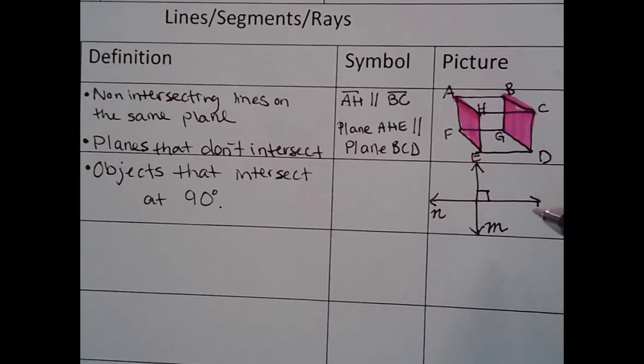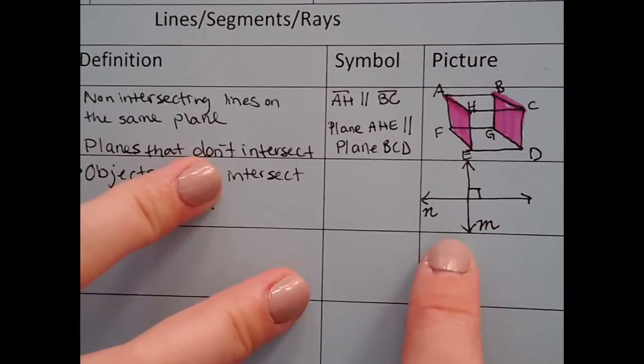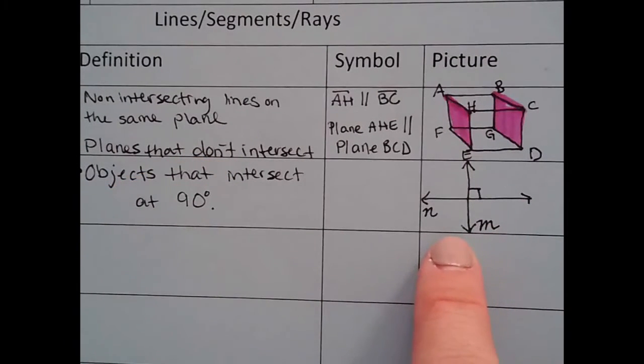So if I gave you this picture and I said, what kind of notation can you identify on this figure? You'd say line N is perpendicular to line M.